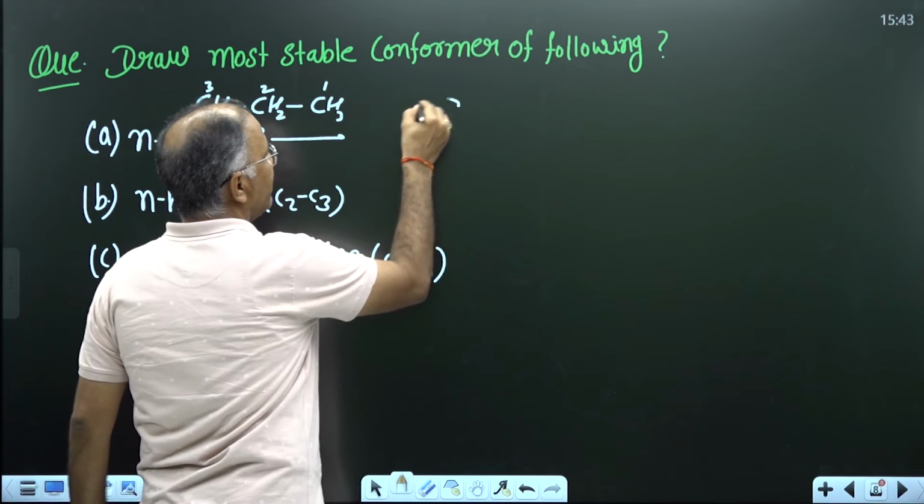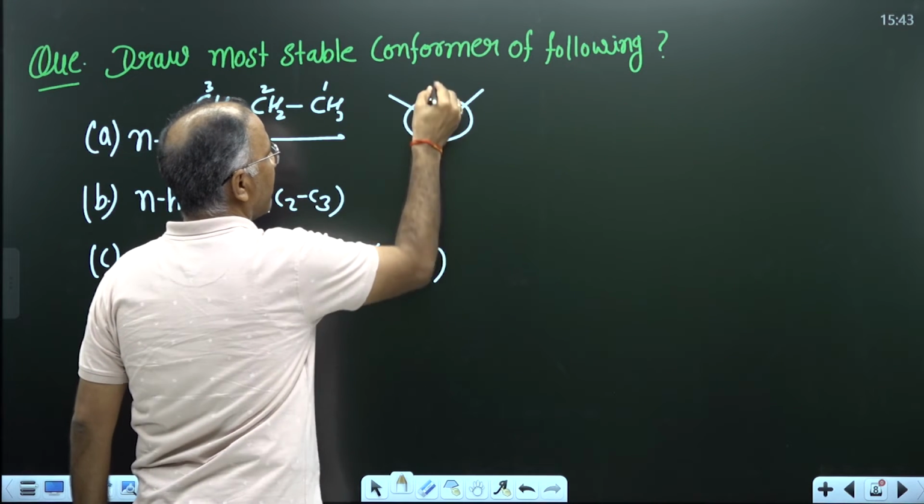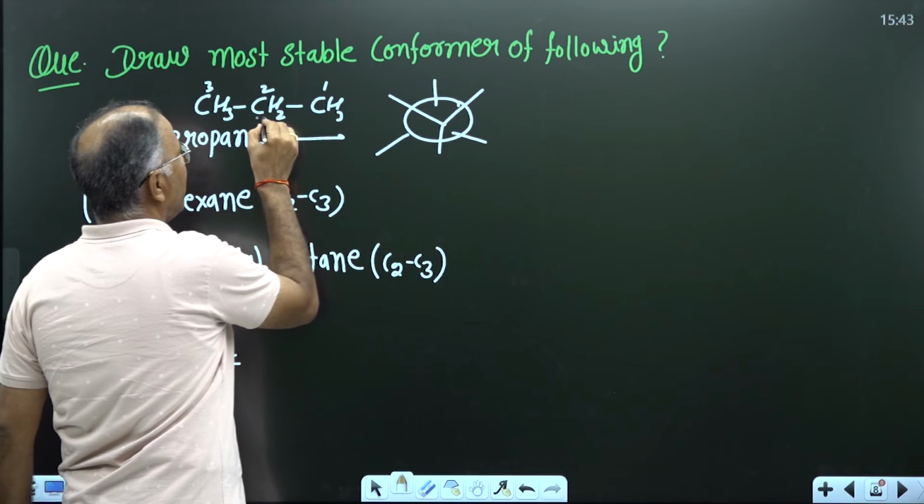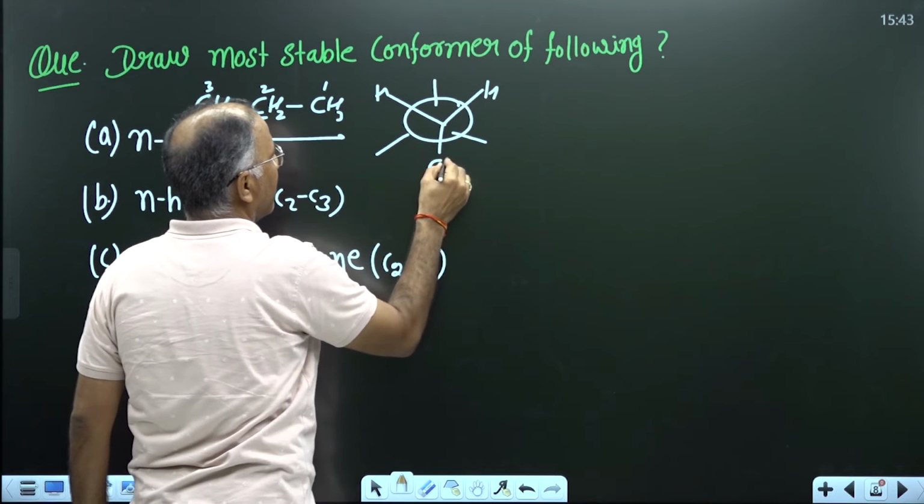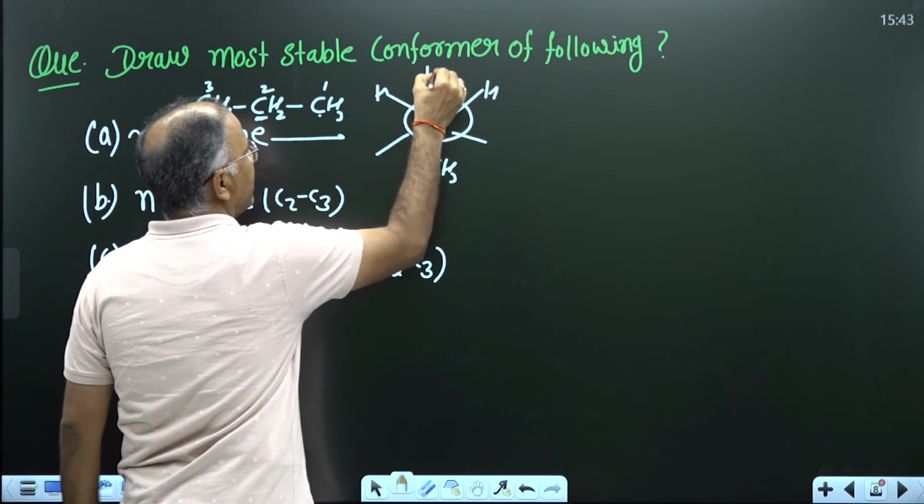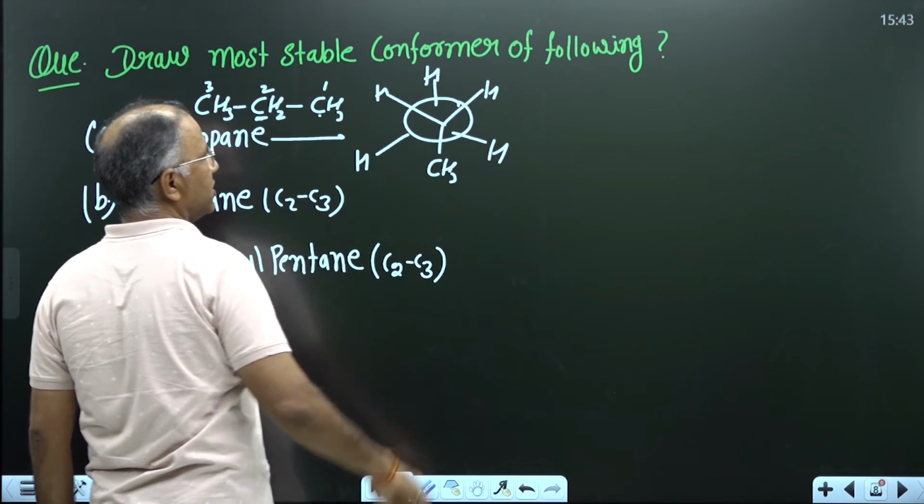Now in case of propane, which is the most stable conformer? Second carbon has 2 hydrogen and 1 methyl. First carbon has 3 hydrogen. This is the most stable conformer.